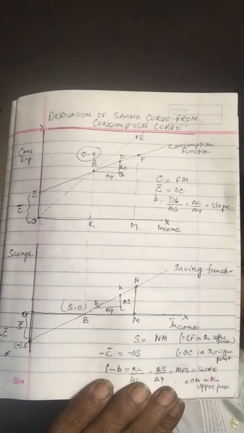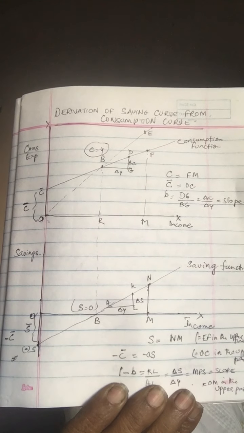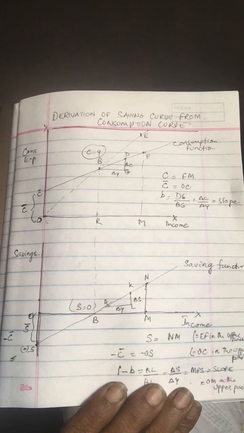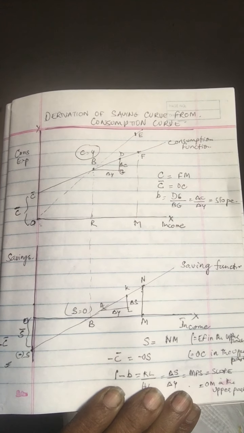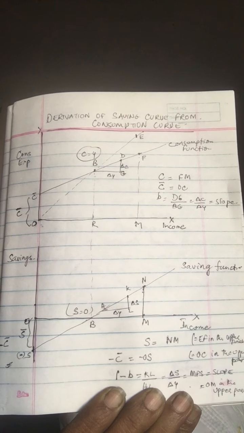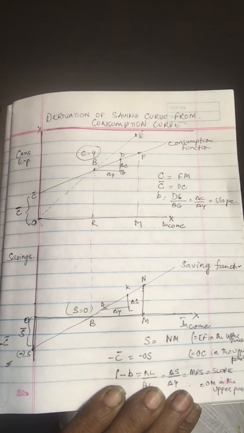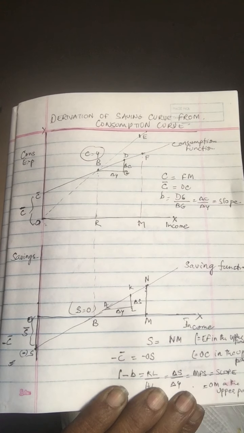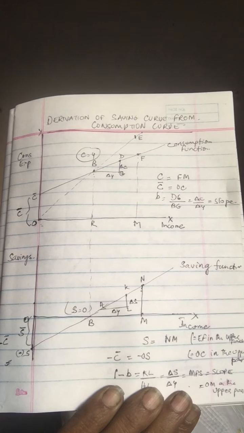So if you know how to draw the consumption function curve, you can always derive the saving function also. So let's just go through it. Here I've made two diagrams. First let's take the upper part of the figure, which is a consumption function. The consumption function is given, and based on that we will build up the saving function.